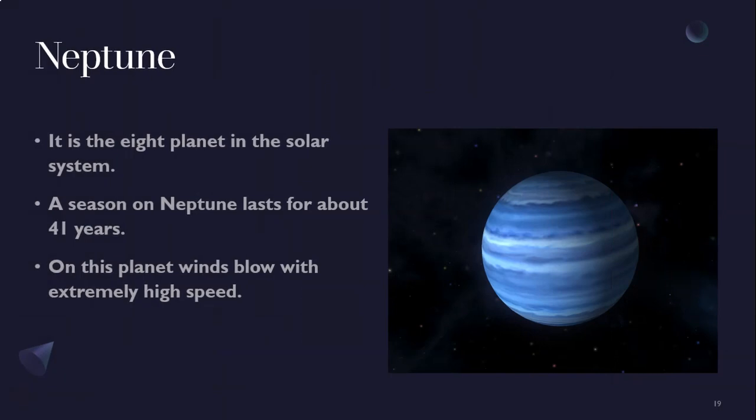Neptune. It is the eighth planet in the solar system. A season on Neptune lasts for about 41 years. On this planet, winds blow with extremely high speed.